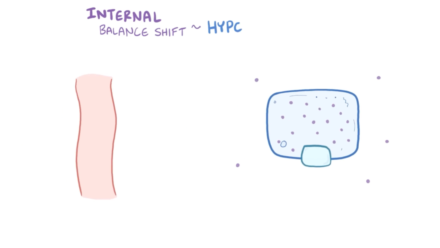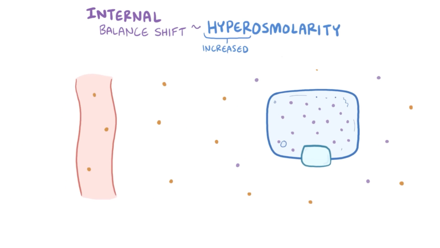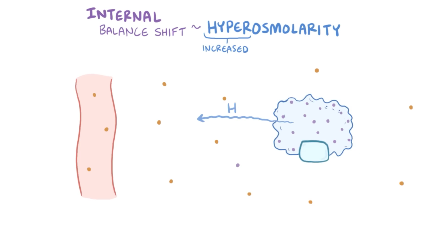Another important mechanism is hyperosmolarity, which is where there's an increased extracellular osmolarity relative to the intracellular space. This osmotic gradient pulls water out of cells and into the extracellular space. Less water in the cells increases the intracellular potassium concentration, which increases potassium's concentration gradient and pushes more of it out of the cell and into the interstitium and blood.